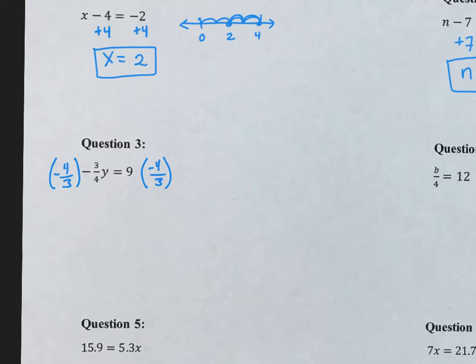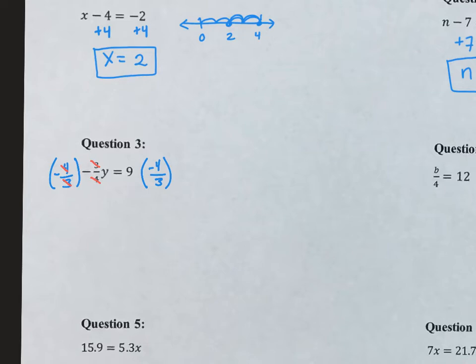Over here, my 4's will cancel. Take a look at this. The reason why I multiply by that reciprocal is so that these numerators and denominators will cancel. My 4 cancels with my 4. My 3 cancels with my 3. And then my negative times negative becomes positive.